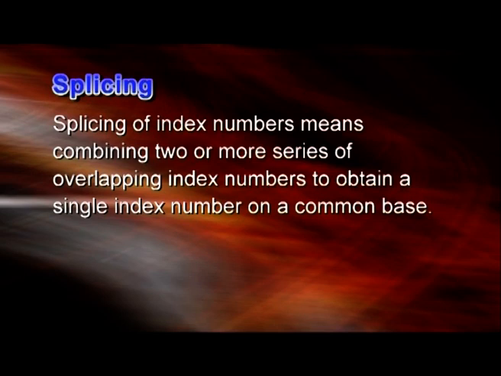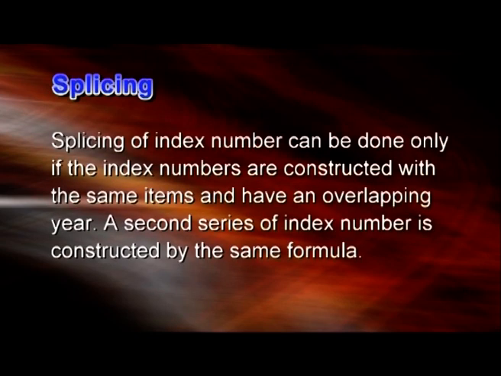Splicing. Splicing of index numbers means combining two or more series of overlapping index numbers to obtain a single index number on a common base. Splicing of index numbers can be done only if the index numbers are constructed with the same items and have an overlapping year. A second series of index numbers is constructed by the same formula.